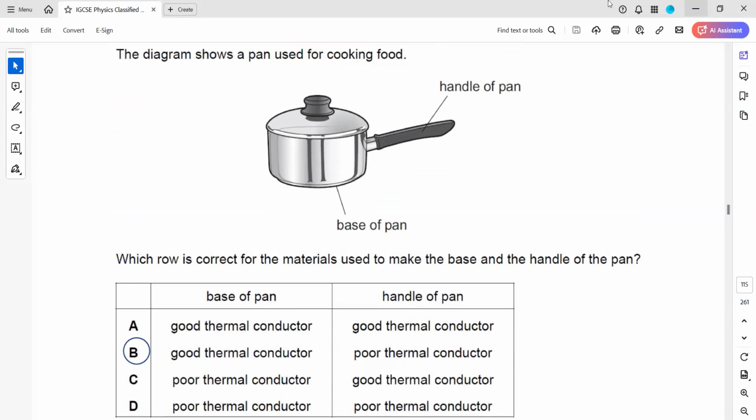The material we use, because we want conduction to happen, should be made of a good conductor. And the handle of the pan, which we use to hold the pan, should not let us feel the heat, so it should be made of an insulator. So the base should be a good conductor, and the handle of the pan should be an insulator, like plastic or wood.